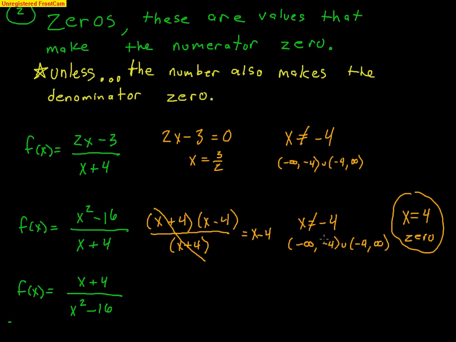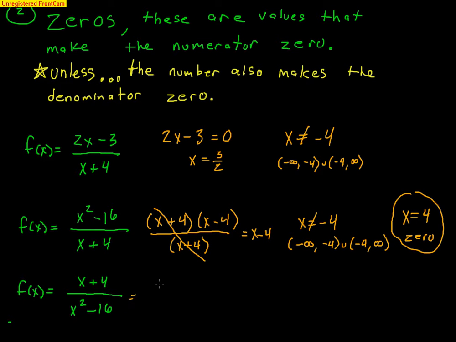Negative 4 is an extra special value. We're going to talk a little bit more about that value later in the video, but it still needs to be excluded because it doesn't happen. It makes the denominator 0. It's not a very good number. But be careful, negative 4 originally looks like it would be a 0, but remember we need to exclude it. So the only time that this happens is when you have a number that makes the top and bottom 0. Those numbers are excluded, but they don't become zeros.